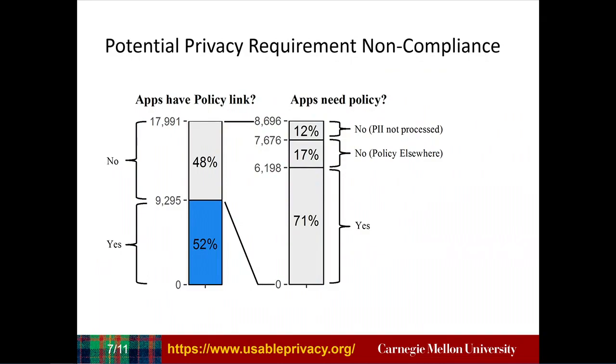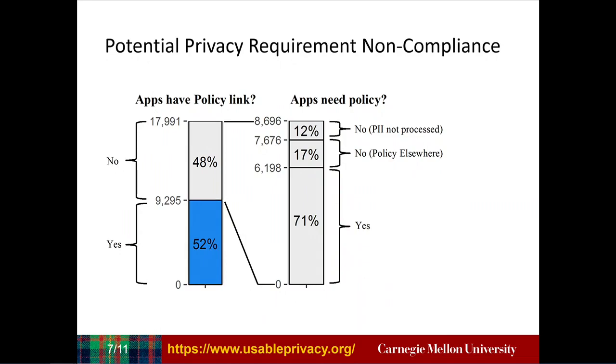The first result that I'm showing you here is that many apps actually don't seem to have a privacy policy. 52% of the 18,000 apps that we analyzed have a privacy policy, indicated by the link on their app promotion page. But 48% don't have such a link.